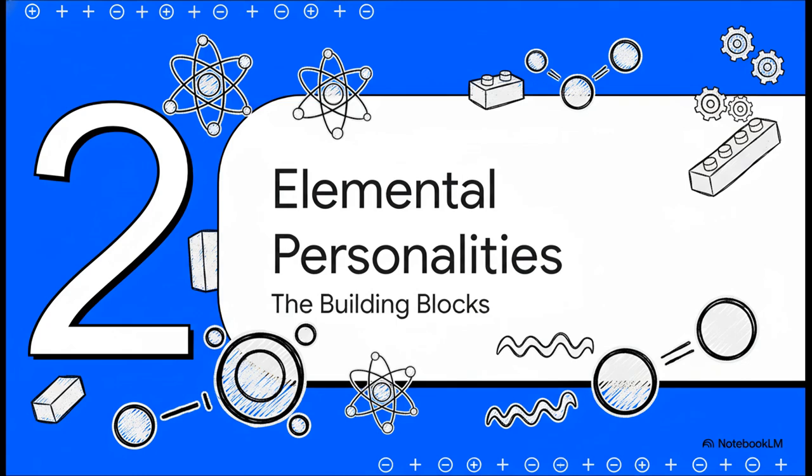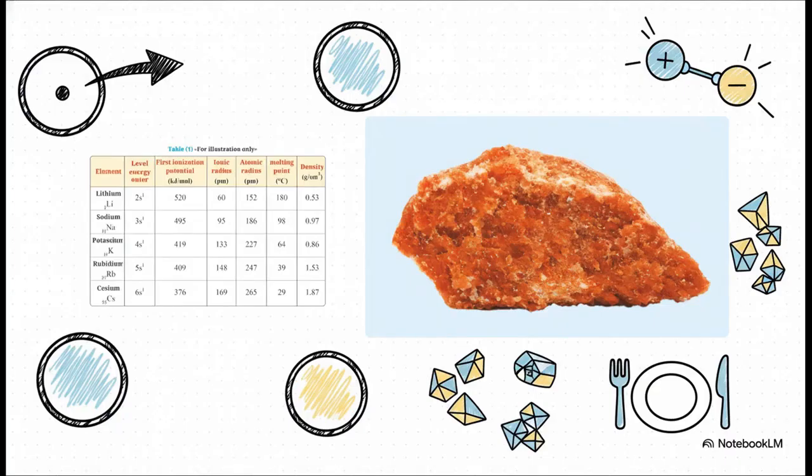Okay, so if VSEPR theory gives us the architectural rules, what about the building blocks themselves? Now we're talking about the elements. And trust me, each one has its own unique personality. You see, every single element on the periodic table has a kind of personality, and it's all defined by how its electrons are set up.